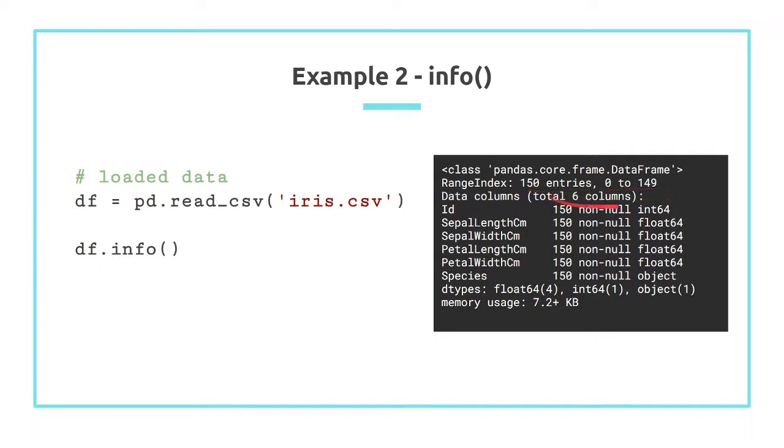Then we have 6 total columns in our data frame. Here we can see the ID variable is an integer. All our features are floating point numbers, and the species is an object, as it holds the name of which species the flower is. There's also some additional information about the memory usage that this is going to take up.